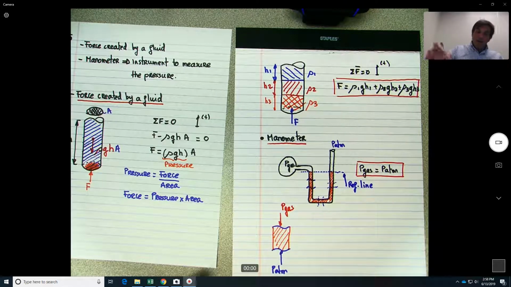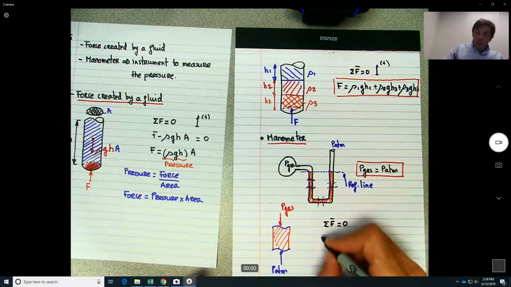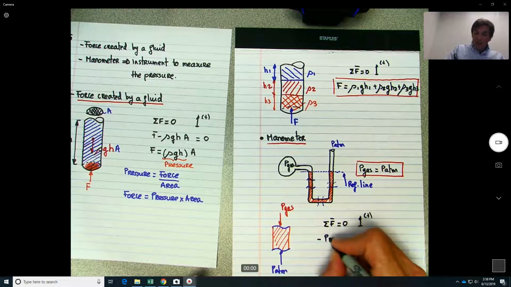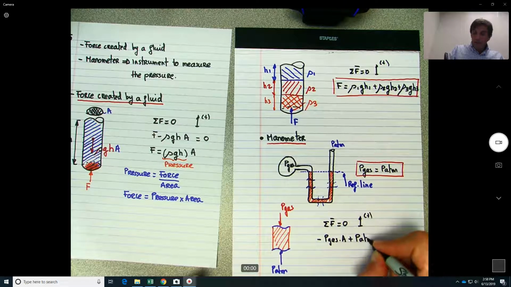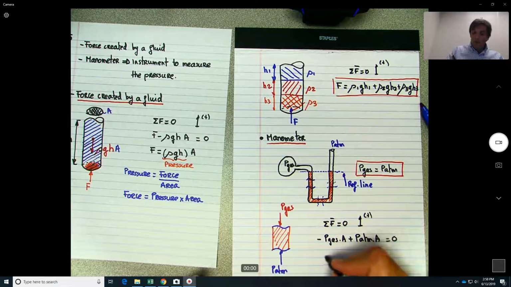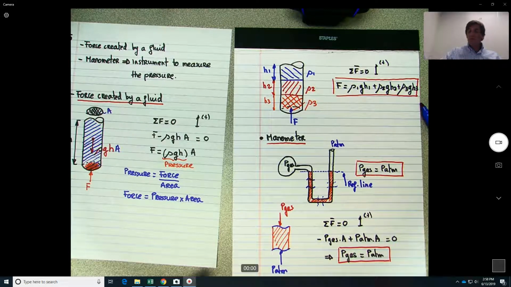So if we apply our summation of forces, again, equal to 0, this will give us minus P gas times A plus P atmosphere times A equal to 0, which will give us that the pressure of the gas is equal to the pressure of the atmosphere, which is what we were expecting, since that was our assumption.